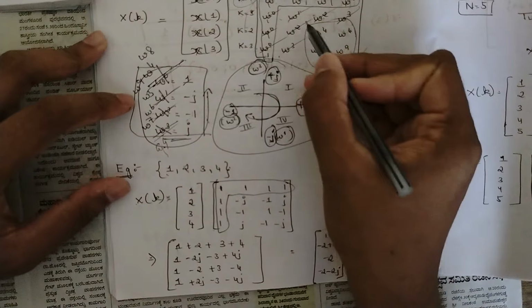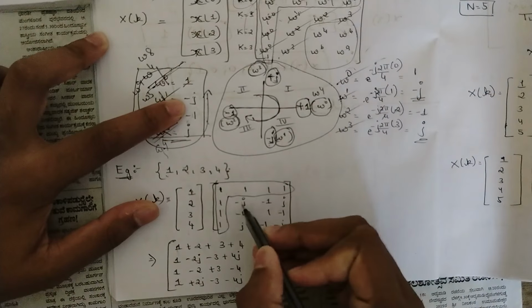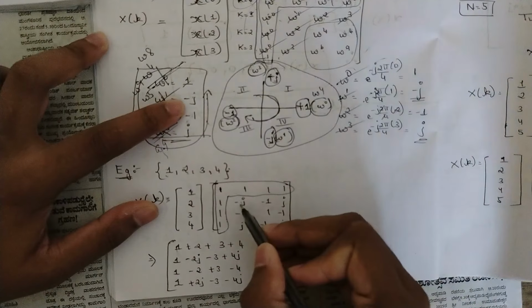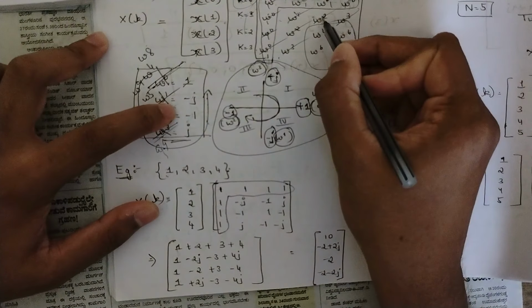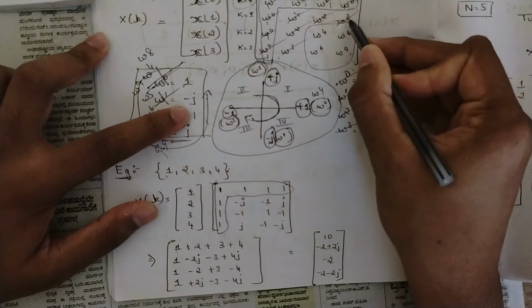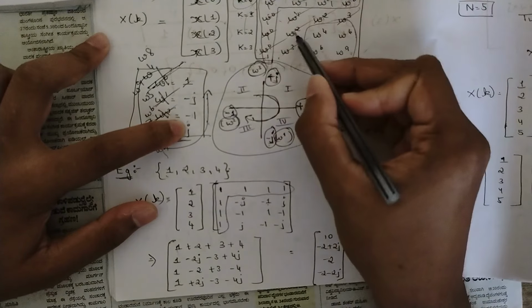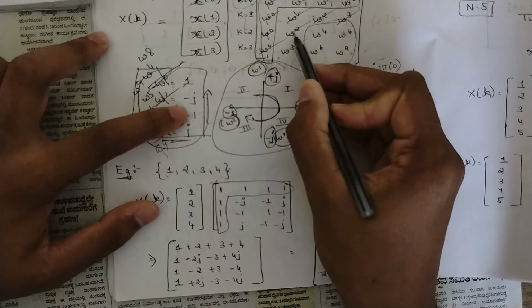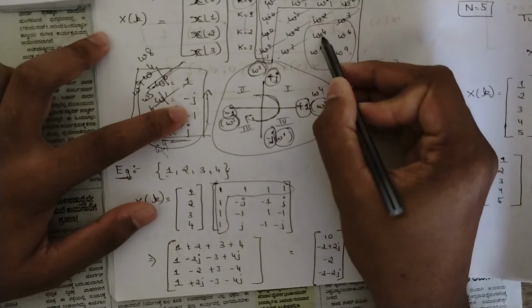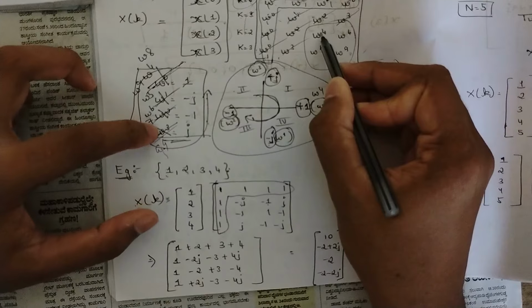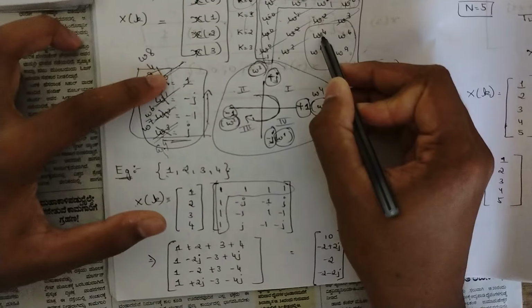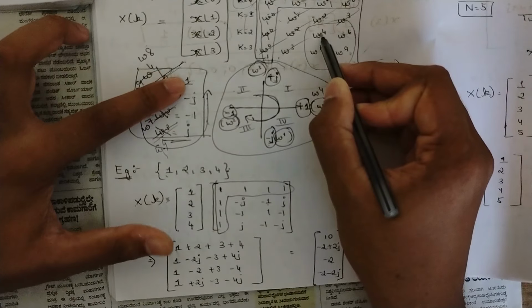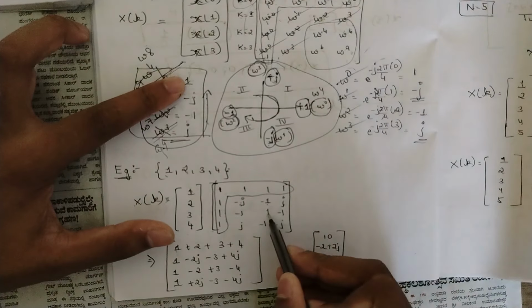Then w power 1 is equal to minus j. See, here in place of w power 1 I have written minus j. Then w power 2 is minus 1, w power 3 is plus j. Then again here w power 2, that is again minus 1. Then w power 4: if this is 3, the next term w power 4 would be again w power 0 only, that is equal to 1. That I have written as 1 here.